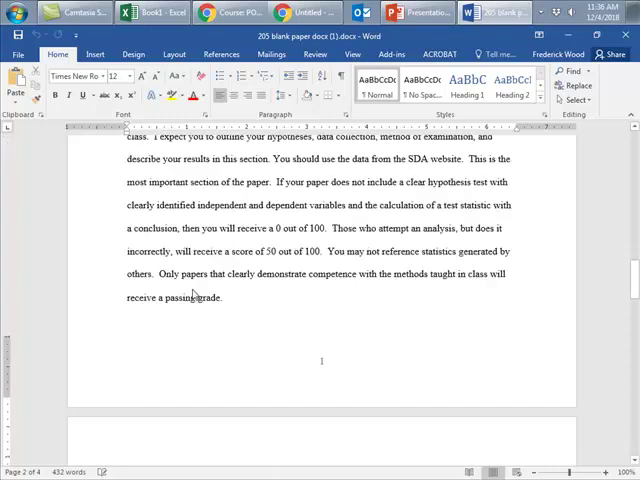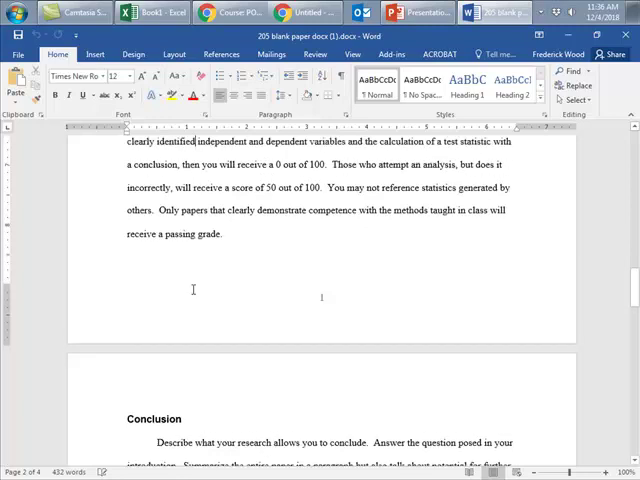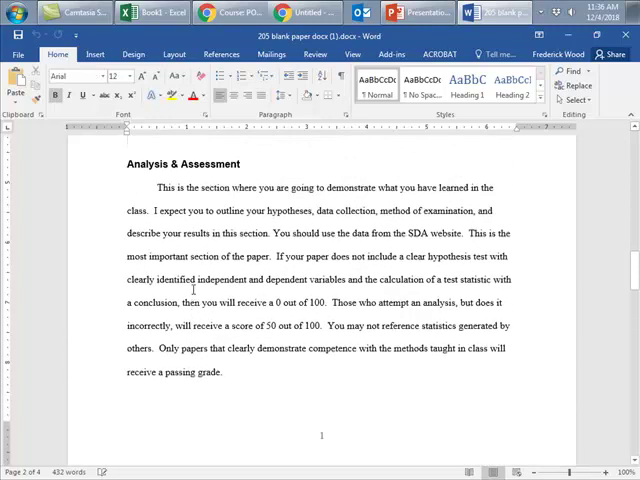The next part's going to be analysis and assessment. This is where you're going to show me that you learned something in this class. You're going to tell me what your independent variable is, where it came from, what data set you used, how it's measured. You're going to tell me what your dependent variable is, where it came from, how it's measured, why you measure it that way, if you changed it.